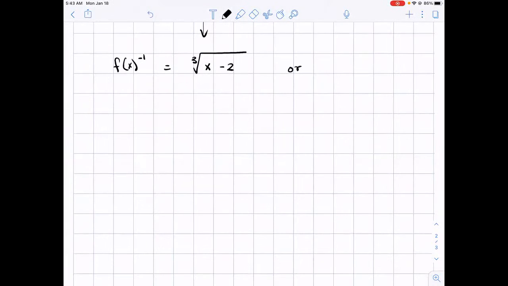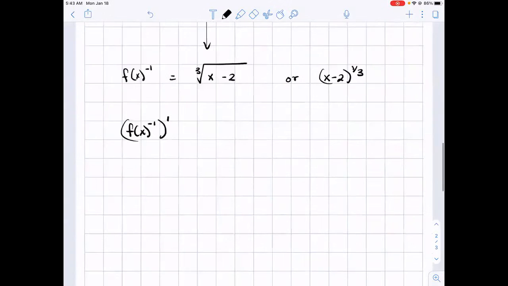Or if you want, you can write this as (x minus 2) to the 1/3 power. So the derivative of the inverse, that prime, would be, using the power rule, 1/3 times (x minus 2) to the 1/3 minus 1, and then the derivative of the inside, which is just 1, which is the chain rule.